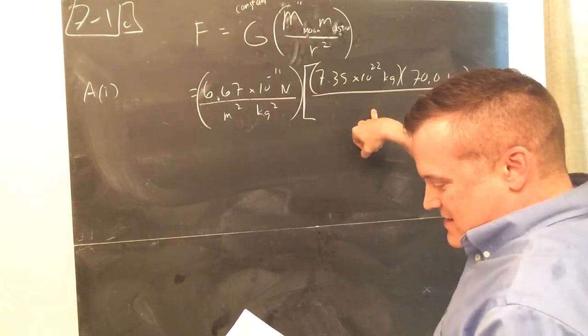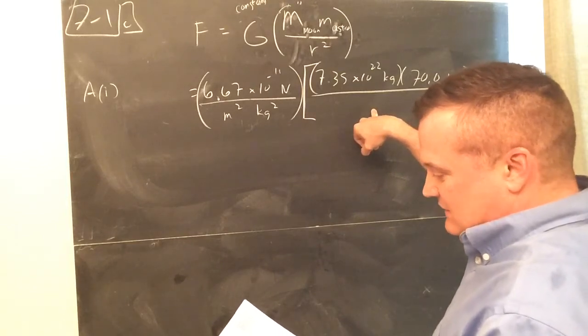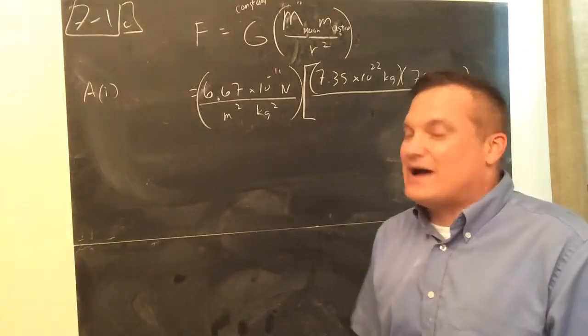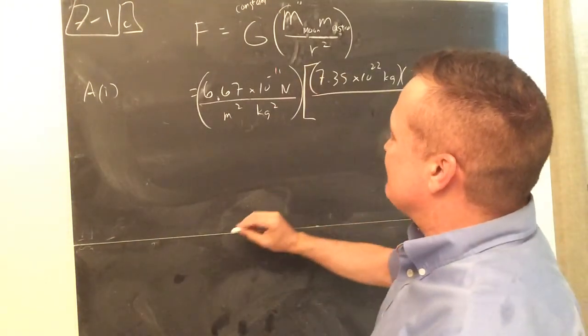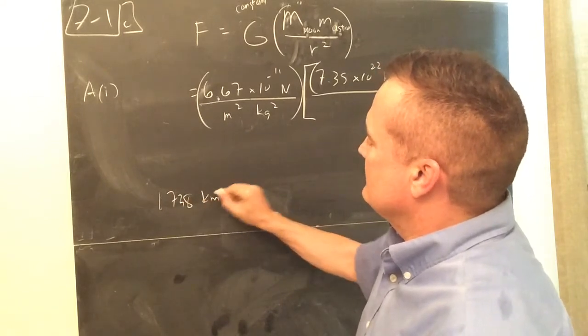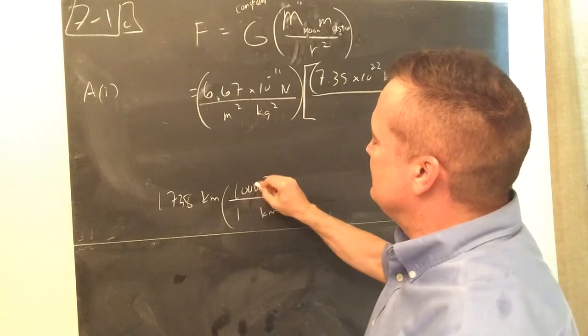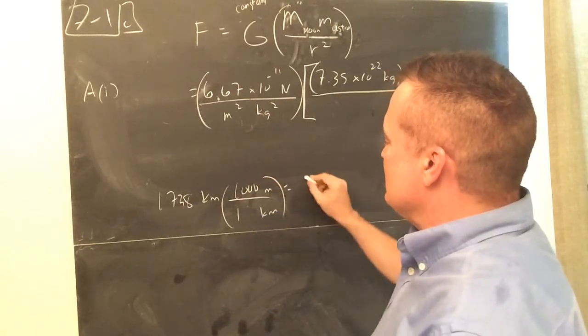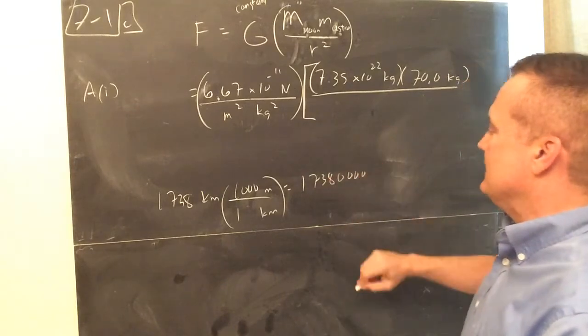All right. So the mass of the moon, we'll put that one first, is 7.35 times 10 to the 22nd kg. The mass of the astronaut is 70 kilograms. It says the radius is 1738 kilometers. It has to be in meters. So change it to meters. 1 kilometer equals 1,000 meters, so that's going to be 1738 with 3 zeros on it, meters.